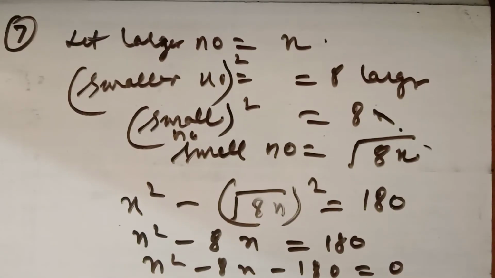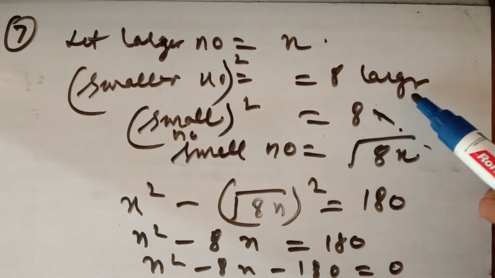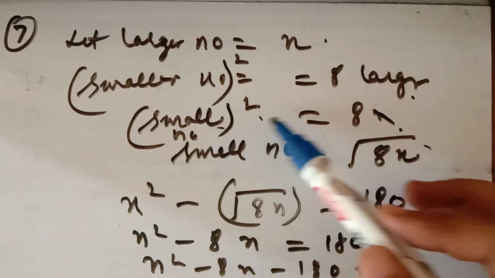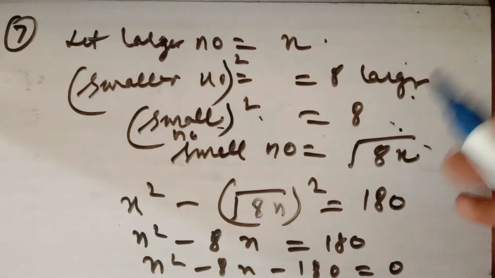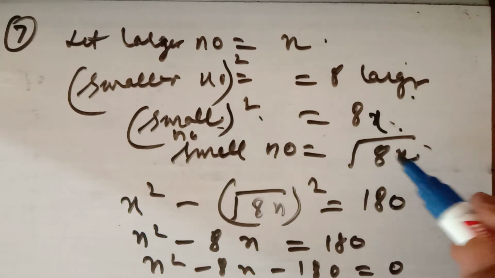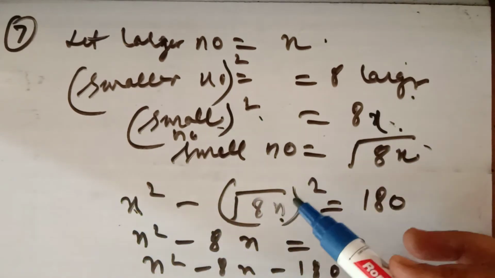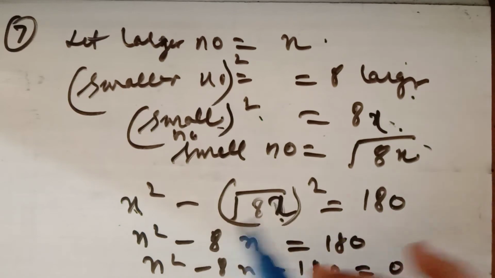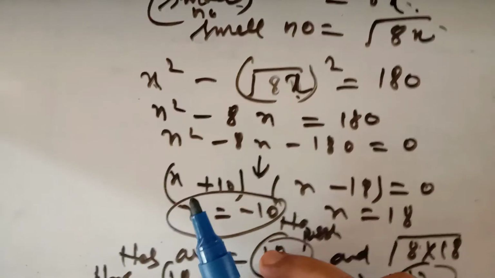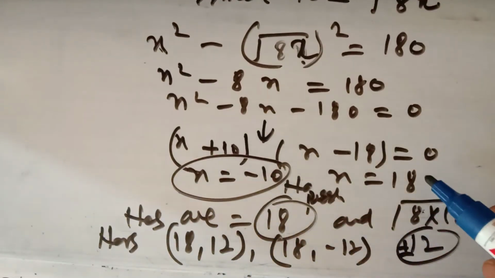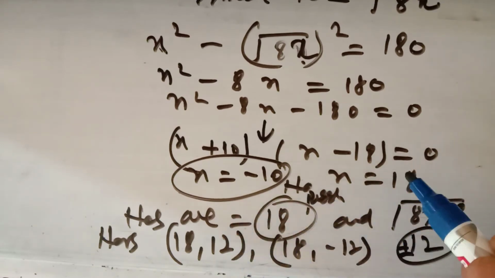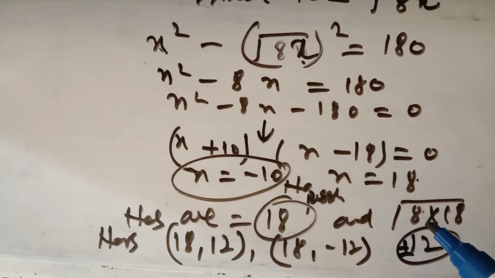Yes, it is given that the square of the smaller number is 8 times the larger. So for the larger number, we let it equal to x. The smaller number will be under root 8x, and it is given the difference between these two numbers is equal to 18. So by doing this, I have obtained this quadratic equation, which I am solving, giving the value of x as 18. So the larger number is 18, and the smaller number will be root 8 into x, that is 144, whose square root is plus minus 12. So this is the question number 7.